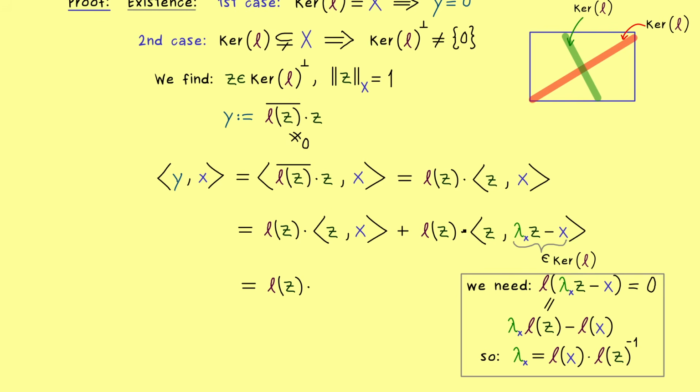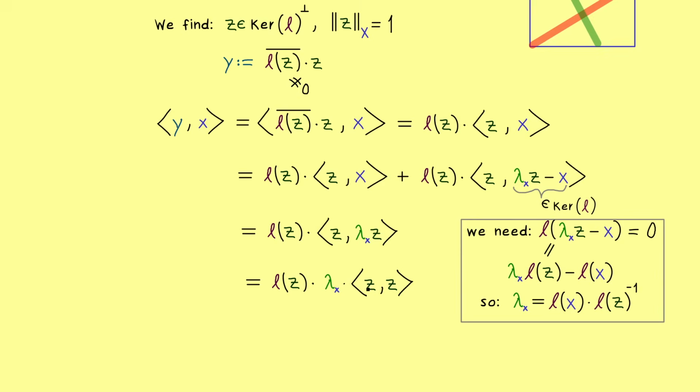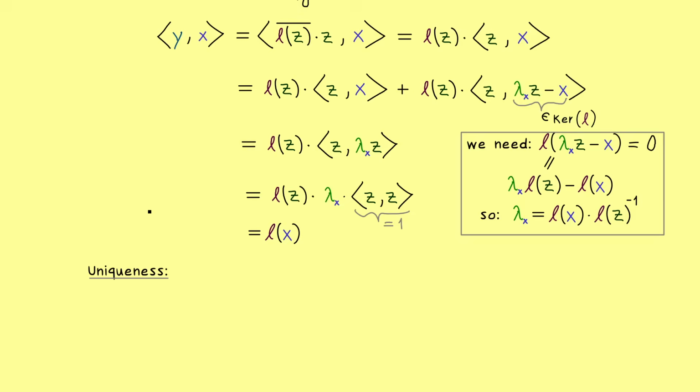So now we see adding this 0 element before was possible and we can continue our calculation. Namely, now we can just combine both inner products into one. And then we see this x cancels and only lambda x z remains. However, lambda x is just a scalar, so we can simply pull it out. And then the next thing we can use is that we normalized our z vector. So we know that this inner product here is just equal to 1. So we only have lambda x times L of z, but there we already know only L of x remains in this product. And of course, this is exactly what we wanted to show, why x in the inner product is given by L of x. So the existence is proven and we can immediately go to the uniqueness statement.